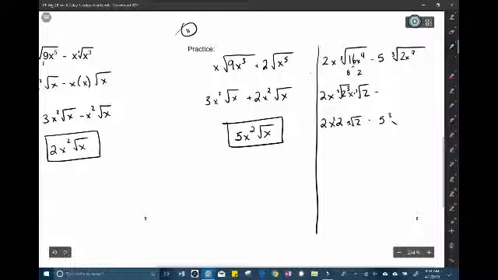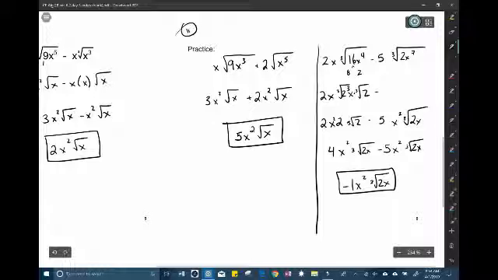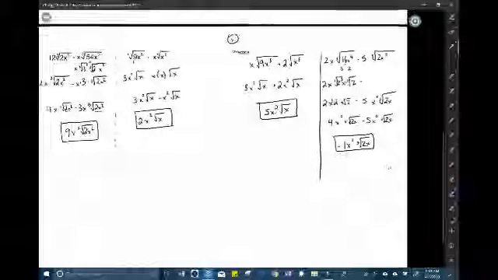Cubic roots, I can bring out an x to the second, leaves you with 2x. So 4x squared cubic roots of 2x minus 5x squared cubic roots of 2x is negative 1x squared cubic roots of 2x. Okay, again, a lot of your skills on breaking things up come into practice there. Okay, so good luck with practicing those.